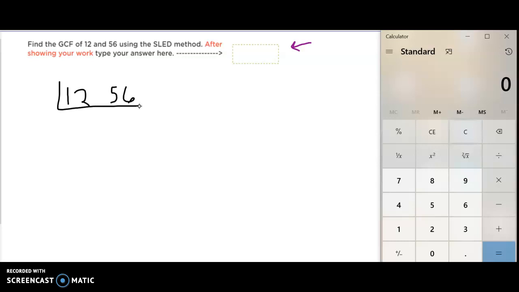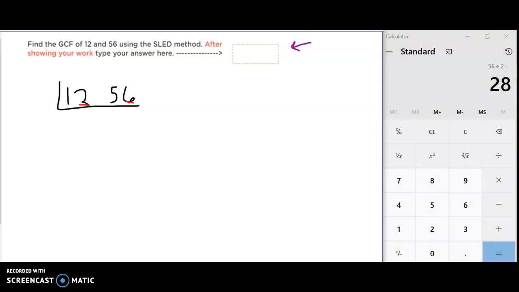Now, my go-to number that I always start out with, I always think systematically, and that is with a 2. Now, how do you know if 2 goes into a number? That's right. It has to end in an even number. Well, let's look. 12 ends in an even number, 0, 2, 4, 6, or 8, and 56 ends in an even number. And if I divide 12 divided by 2, I get 6, and 56 divided by 2, I get 28. So we know they are both divisible by 2.